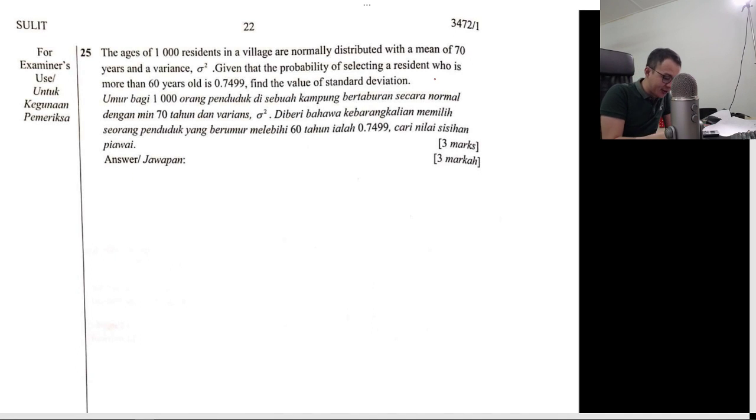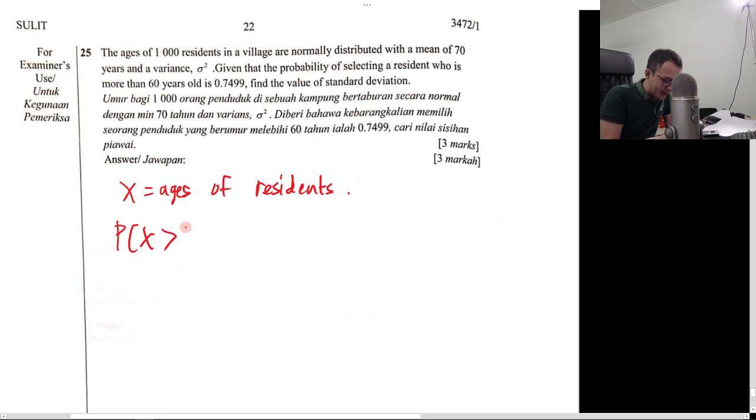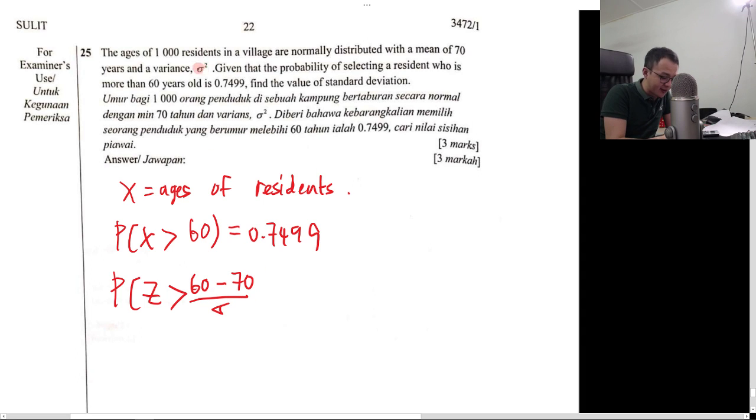Yeah, it's very easy. So I let x be the age of a resident. Alright, so the mean is 70. How to get x bigger than 60 years old? It equals 0.7499. And then we change this to z, which is 60 minus the mean over the standard deviation. Because variance is sigma squared, so standard deviation is just without the square.